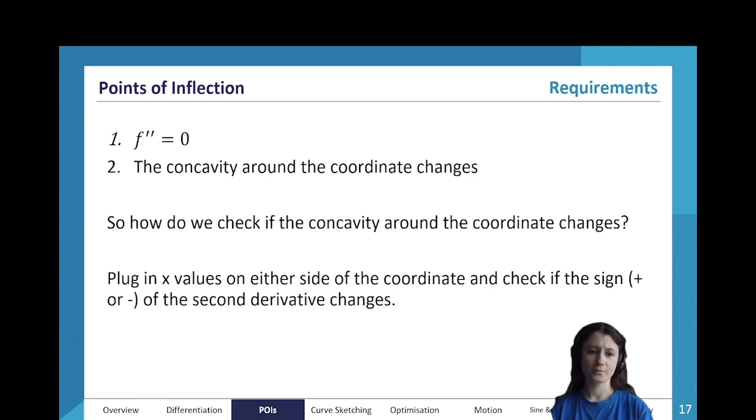So, how do you check if the concavity around the coordinate changes? How do you actually meet the second requirement? What you need to do is plug in x values on either side of the coordinate and check if the sign, positive or negative, of the second derivative changes. Alright?